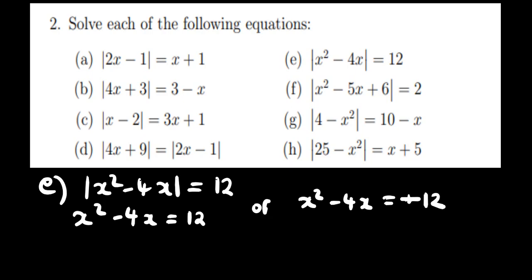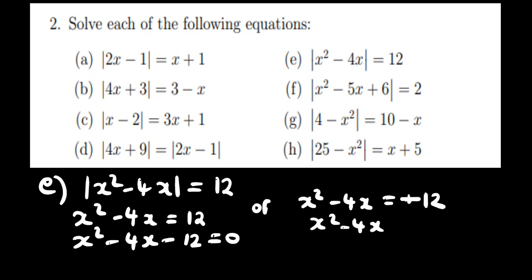Okay, so then I'm just going to solve. So what am I going to have? This side I'm going to have x squared minus 4x minus 12 is equal to 0. Then this side I'm going to have x squared minus 4x plus 12 is equal to 0. Then I solve these equations.